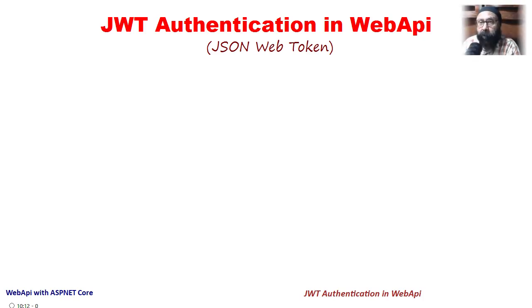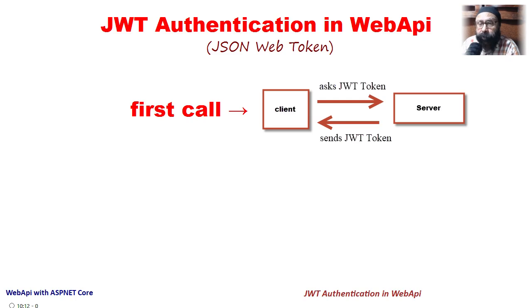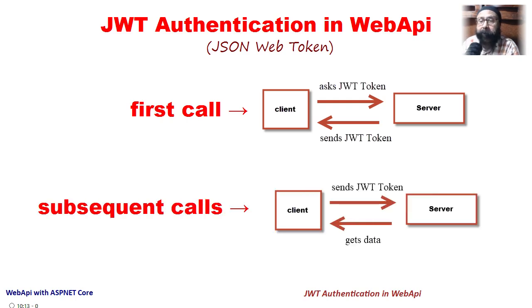JWT stands for JSON Web Token. In its simplest form, JWT authentication is a two-step process. First, a client obtains a JWT token from the server. This token is signed with a secure key and encrypted with the standard encryption algorithm. It has an expiry date and it contains a list of claims such as the user ID, user role, his email, etc. The client obtains authorization to a web API by sending this token in an authorization header.